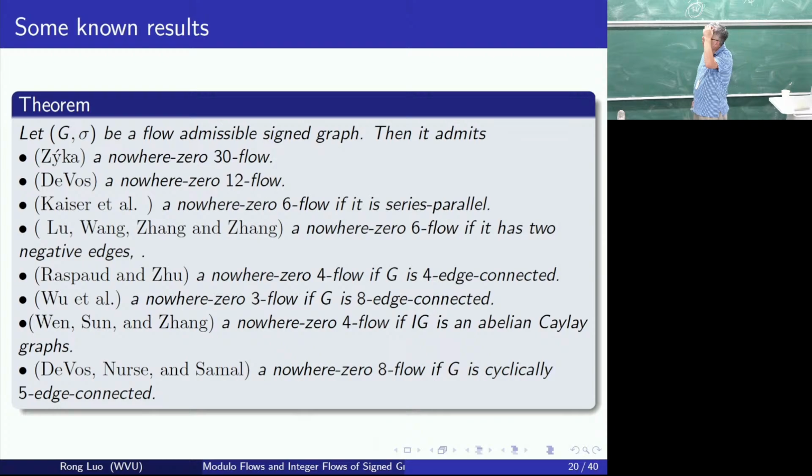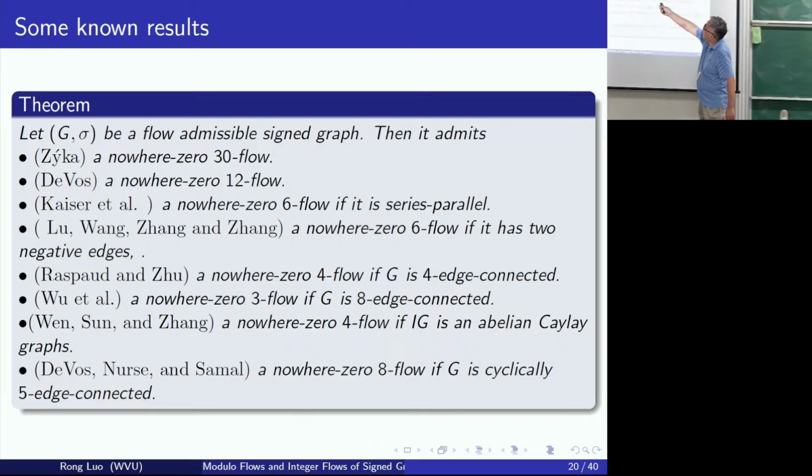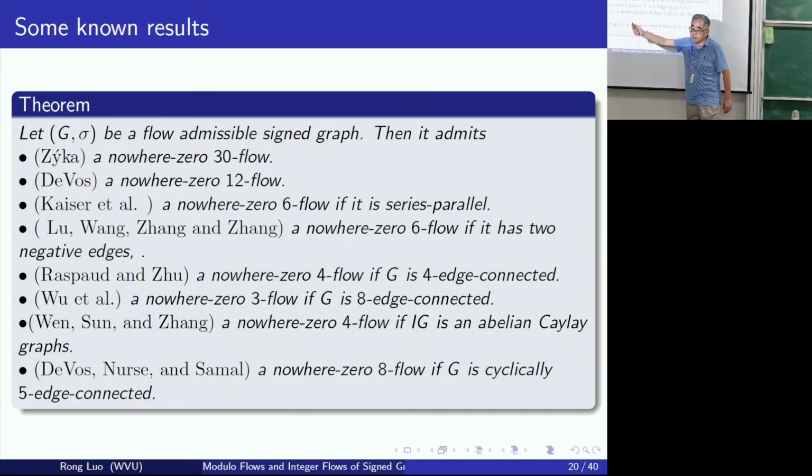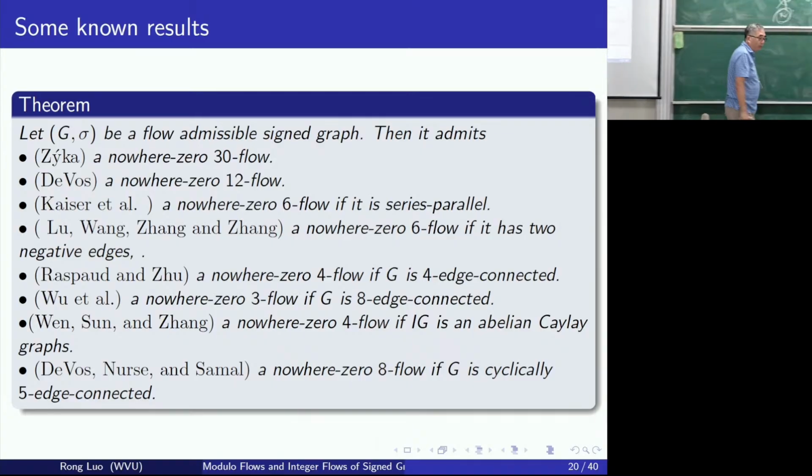Was it 4-edge-connected? The 4-flow conjecture means Petersen-minor-free. Petersen-minor-free, yeah. And 4-edge-connected is the 3-flow conjecture: a 4-edge-connected graph admits a nowhere-zero 3 flow.